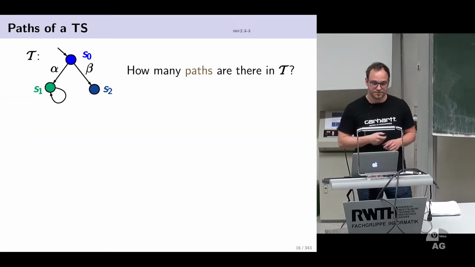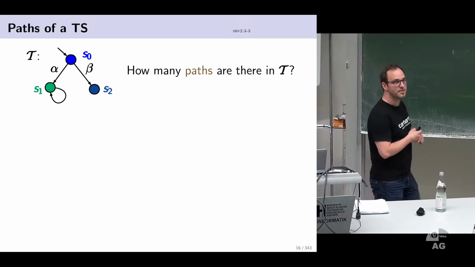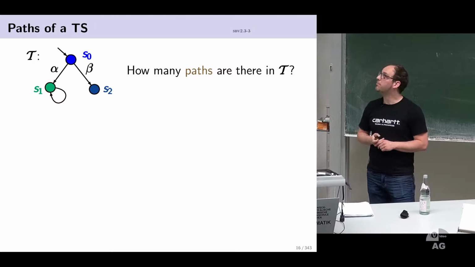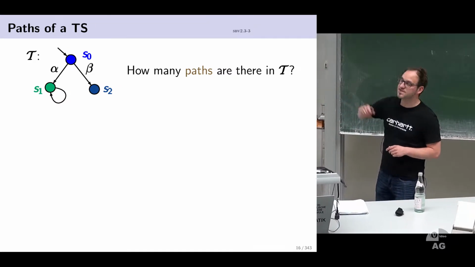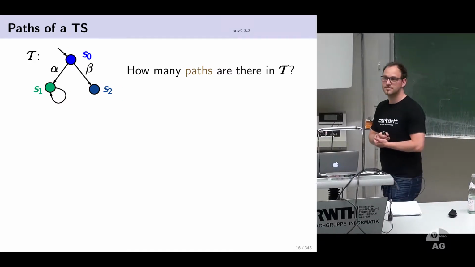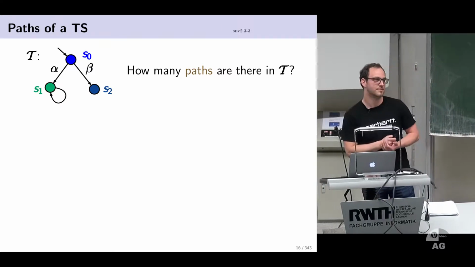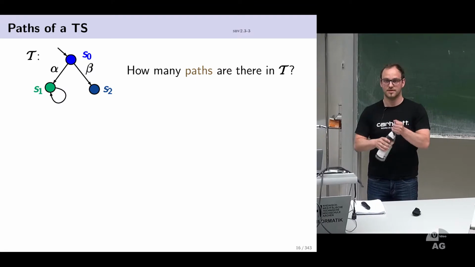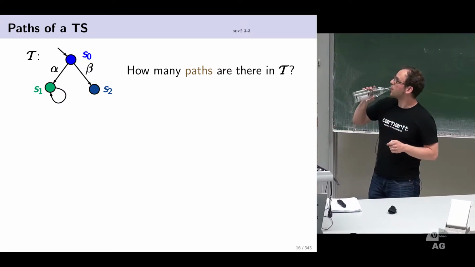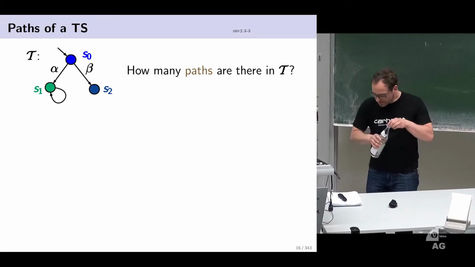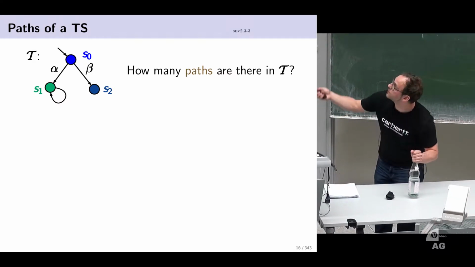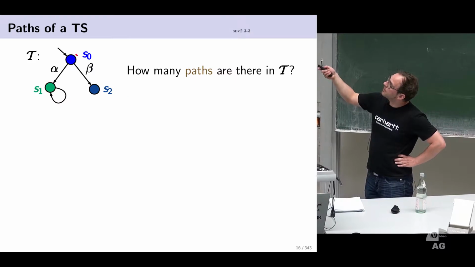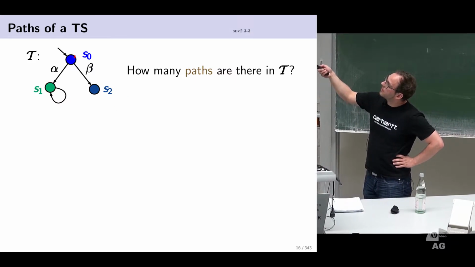Okay, so let's move on and maybe ask you the first question of today. How many paths does this transition system T have? Yes? You would say 3, okay. Let me know which paths are you referring to? Going from S0 to S2 and going from S0 to S1.